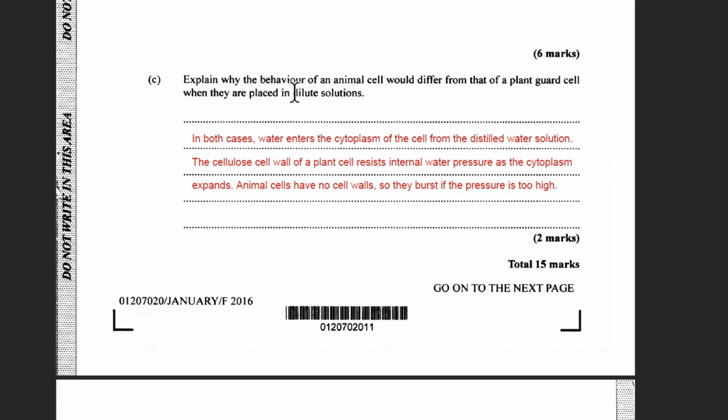Explain why the behavior of an animal cell would differ from that of a plant guard cell when they are placed in dilute solutions. Dilute basically means there's a lot of free water molecules, a high water potential. Well, in both cases, water is going to enter the cytoplasm of the cell from the distilled water solution, a dilute solution. The cellulose cell wall of a plant cell resists internal water pressure as the cytoplasm expands, but since animal cells have no cell walls, they are liable to burst if the pressure is too high.